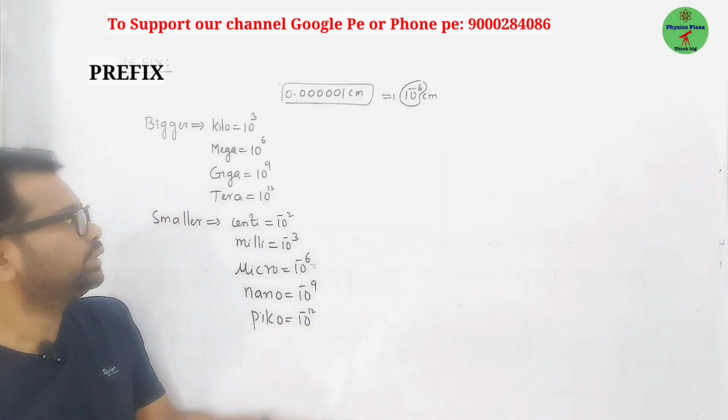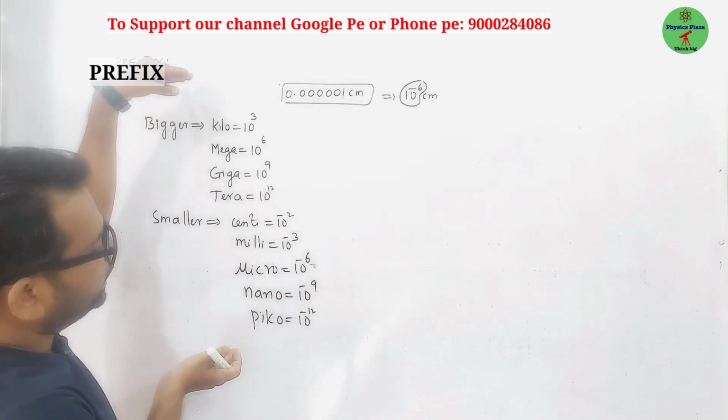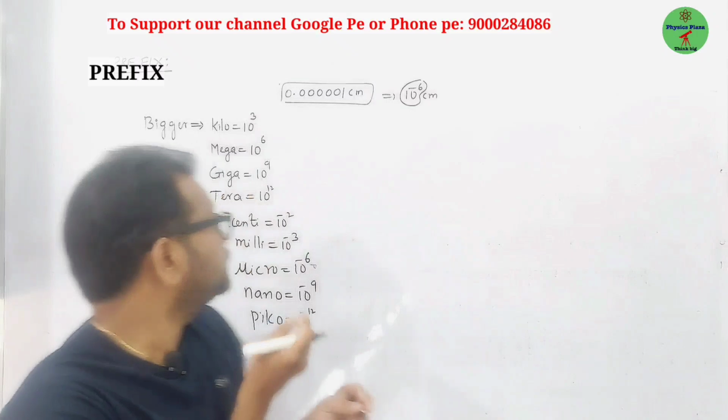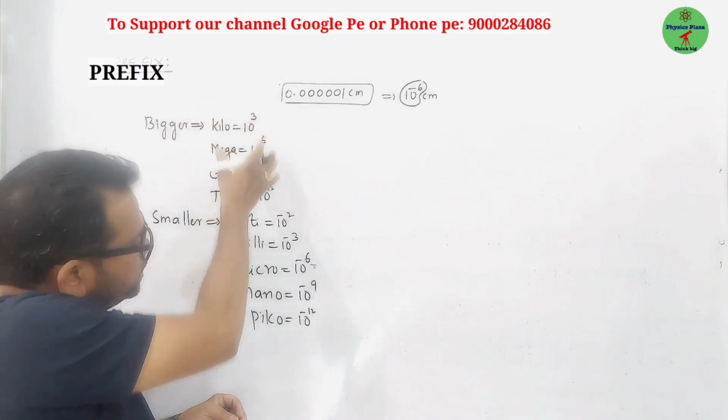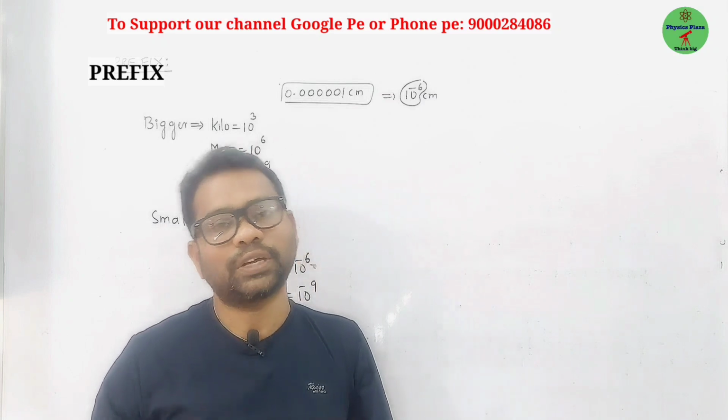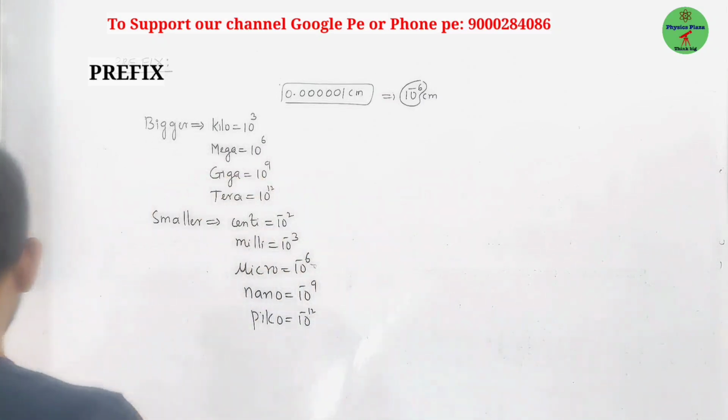A few more I can show you on the screen. You can check that. But these are the important ones we use regularly in our calculations. Other than these we also have a few more prefixes, which I will show on the screen. Just kindly note that. Okay, so these are the prefixes.